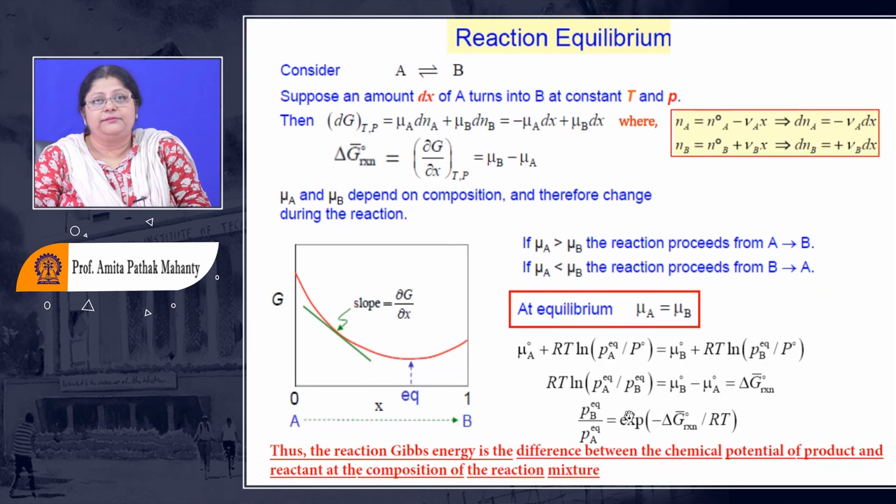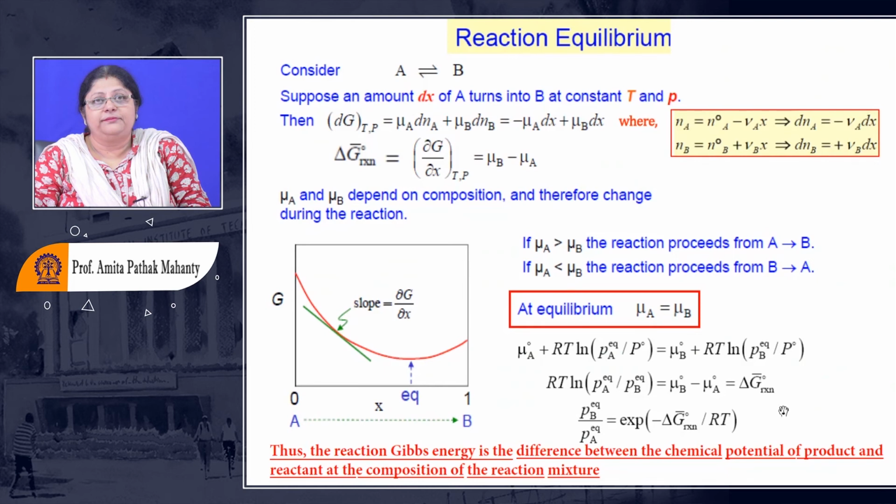Now I can take the equilibrium conditions to one side: RT ln of the equilibrium partial pressure of A by the equilibrium partial pressure of B equal to, what will that be? That will be the difference between the chemical potential of B in the standard state minus the chemical potential of A in the standard state. And this difference is known as the reaction Gibbs free energy in the standard state. This is what we find out.